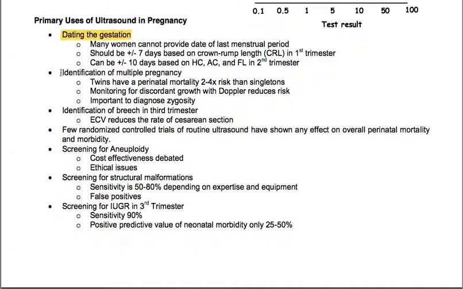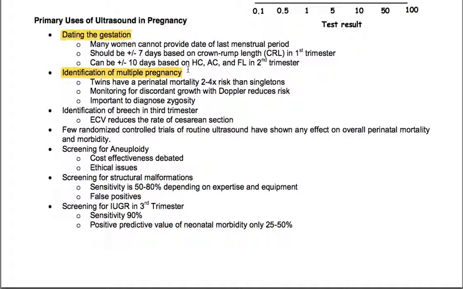Identification of multiple pregnancy. Twins have a perinatal mortality 2 to 4 times the risk of singletons. Monitoring for discordant growth with a Doppler reduces risk. It's important to diagnose zygosity. Then identification of breech in third trimester. ECV reduces the rate of cesarean section. And few randomized controlled trials of routine ultrasound have shown any effect on overall perinatal mortality and morbidity.